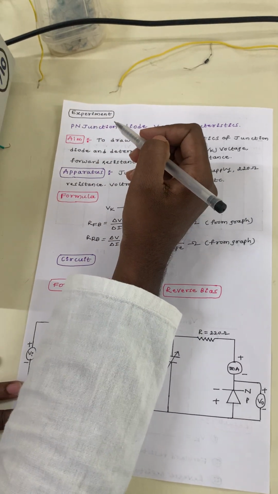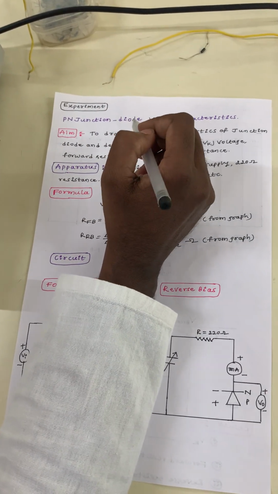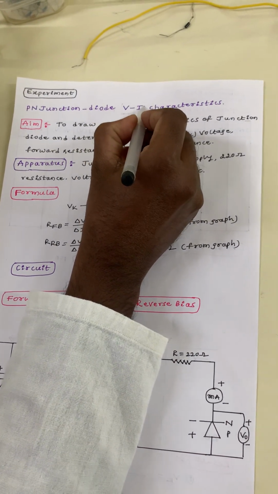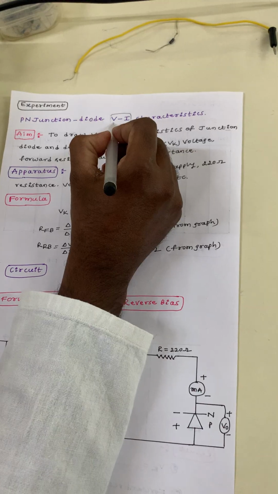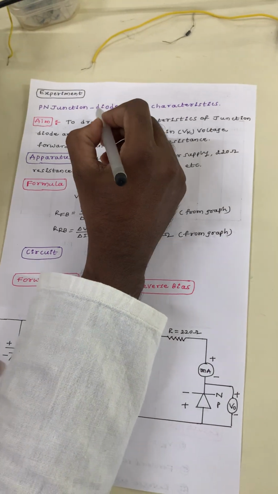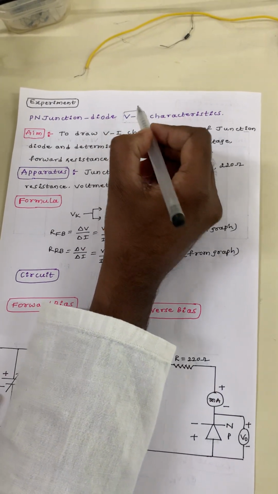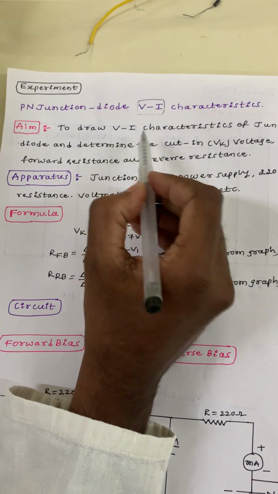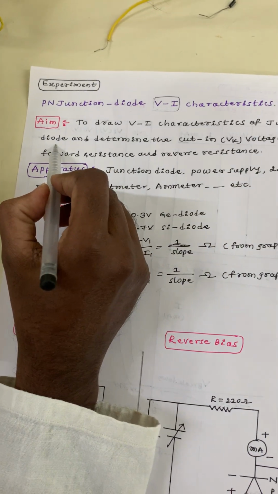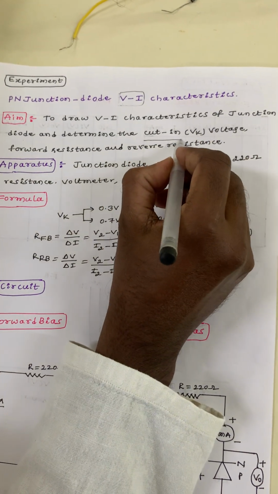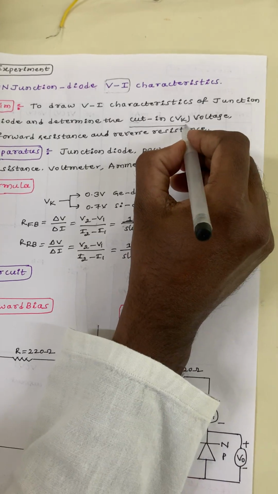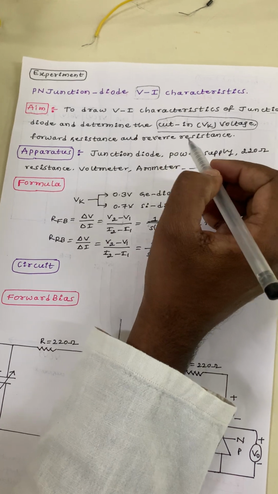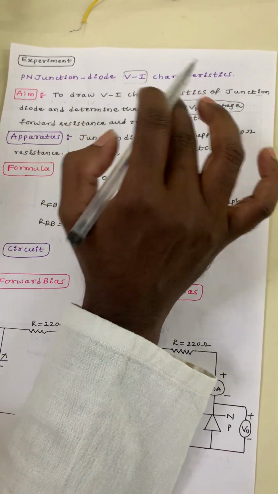So in this experiment, we have to discuss the PN junction diode VI characteristics. In PN junction diode VI characteristics, V means voltage, I means current, voltage versus current characteristics. The aim of this experiment is to draw the VI characteristics of a junction diode and determine the cut-in voltage, which is the knee voltage, and the forward resistance and reverse resistance. This is the aim of this experiment.